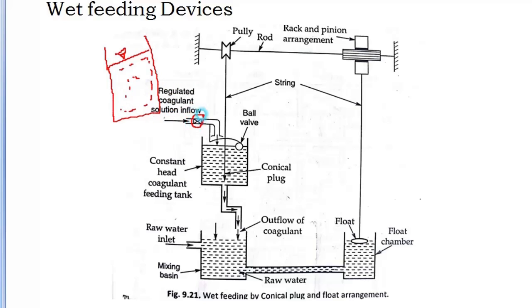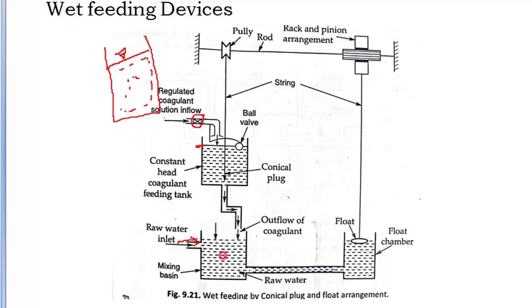This valve will control the inflow of that. Then it is coming here, and this tank is a constant head coagulant feeding tank. Here the head is maintained constant, therefore it is called a constant head coagulant feeding tank. The solution comes like this and enters here, where the raw water is coming from here, and the solution comes here, and it will be mixed.